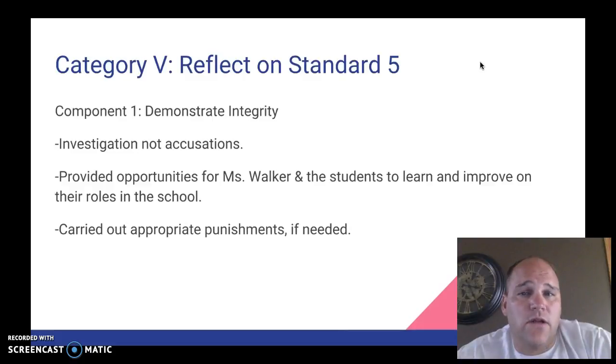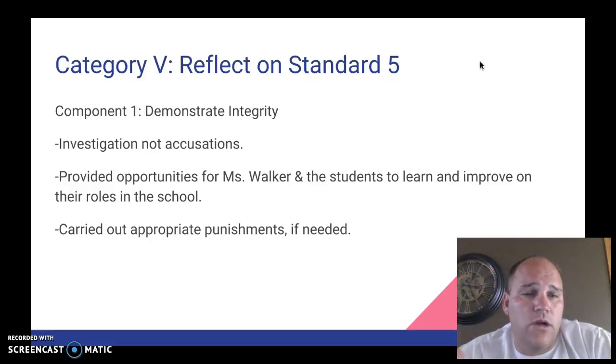Category 5, reflect on the standards. Standard 5, Component 1, how did I demonstrate integrity? I stressed investigation, not accusations. Even though Ms. Walker feels the one student was directly involved in this, there's no hard proof linking him to this other than her gut. So I really want to stress investigating, not accusing the students that were involved.